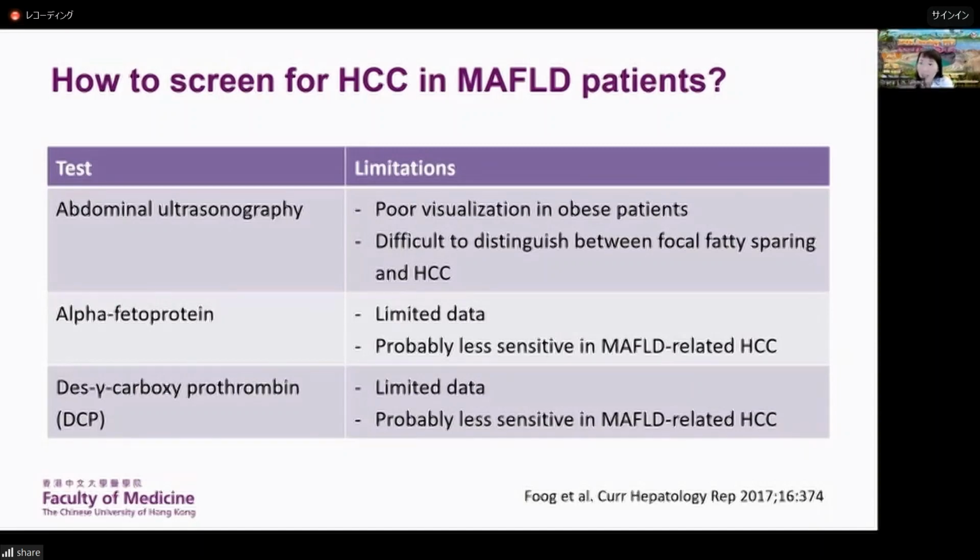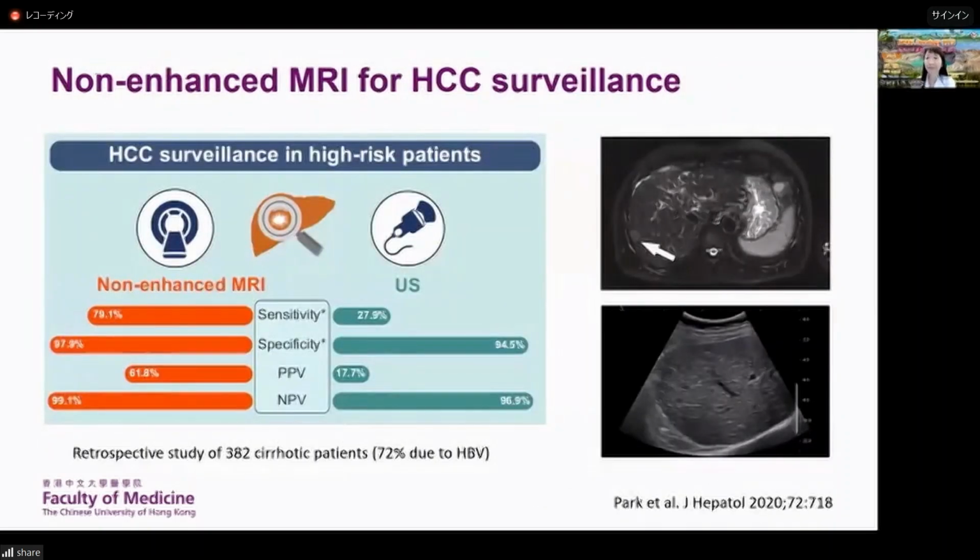And alpha-fetoprotein, limited data, and we all know that alpha-fetoprotein has only limited sensitivity and specificity, and is even less sensitive in MAFLD-related HCC. How about other markers like DCP or PIVKA-II? Again, the data is limited, may be less sensitive, but not sure. In fact, recently I came across some data showing that it may be a good supplement to alpha-fetoprotein to identify patients with coexisting MAFLD as well as chronic viral hepatitis-related HCC.